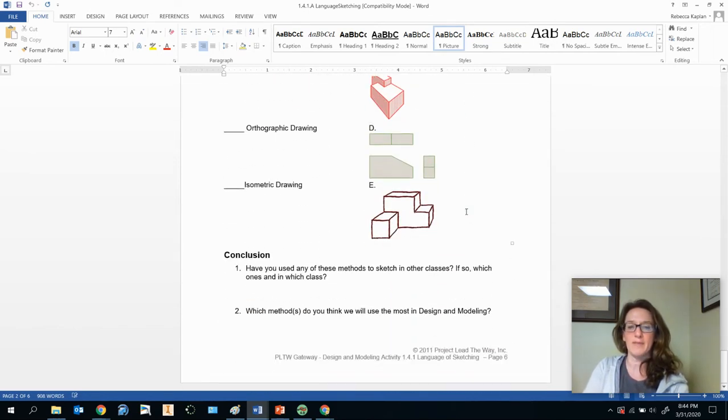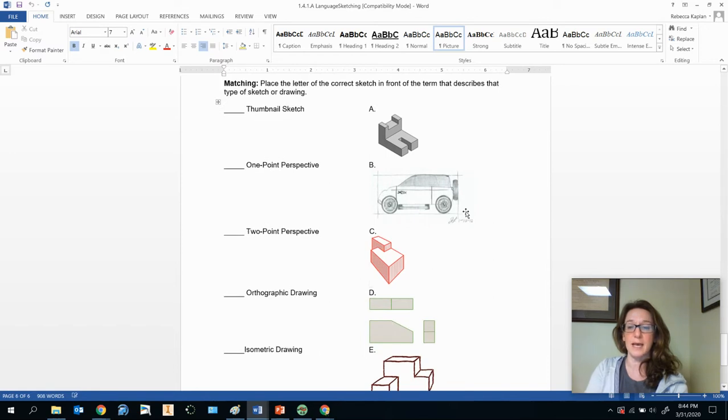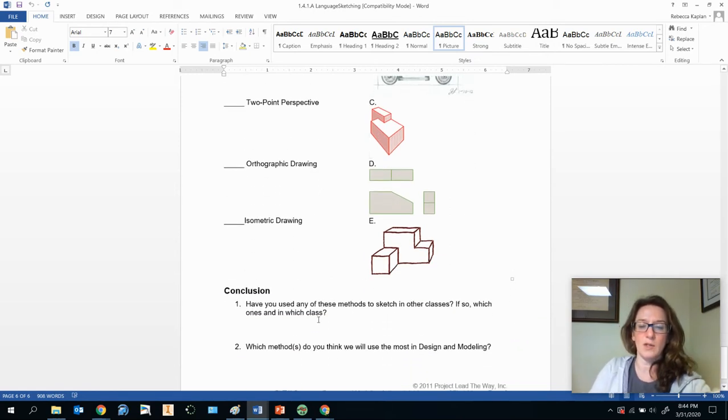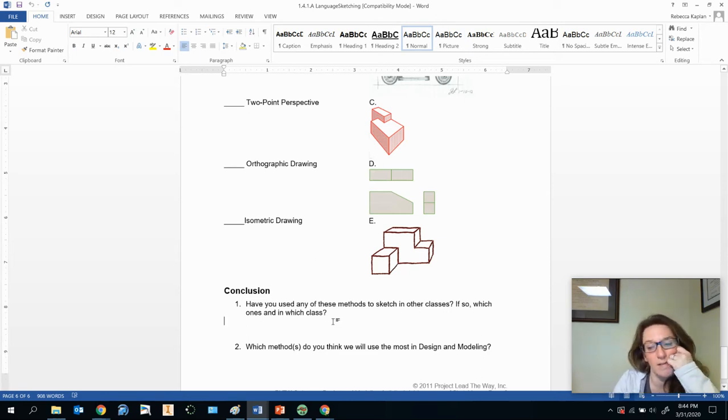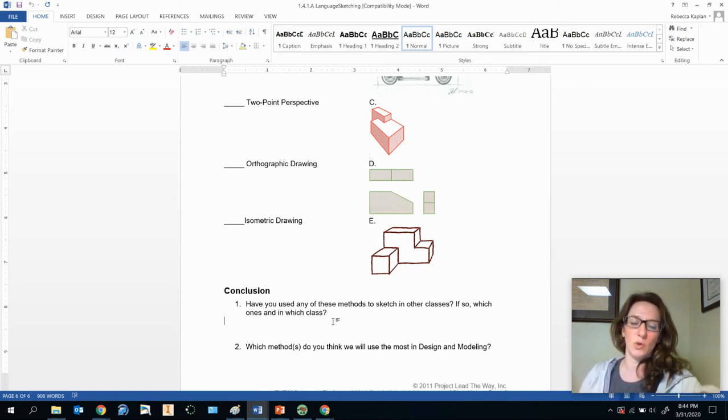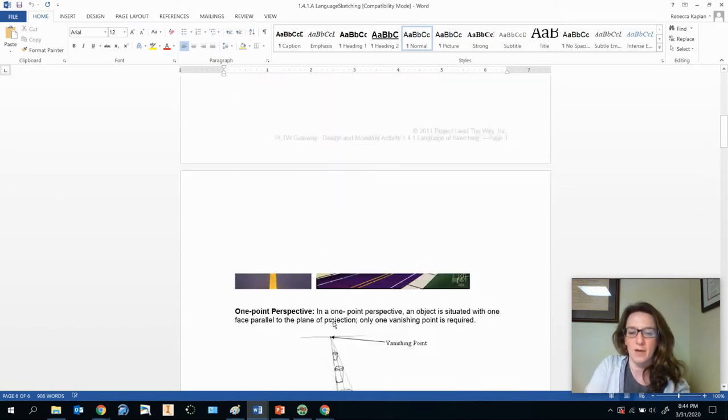At the end of the packet, that's today's assessment, you're going to do the matching at the end of this lesson. And then in the comments section of the classroom, you're going to answer two questions. Have you used any of these methods to sketch in other classes? And if so, which methods and which classes? And which methods do you think we will use the most in design and modeling? Those are the assessments for the end of today.